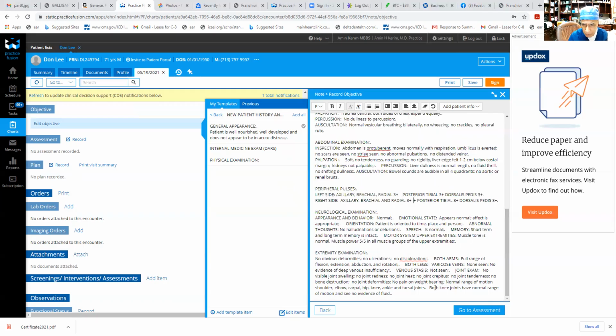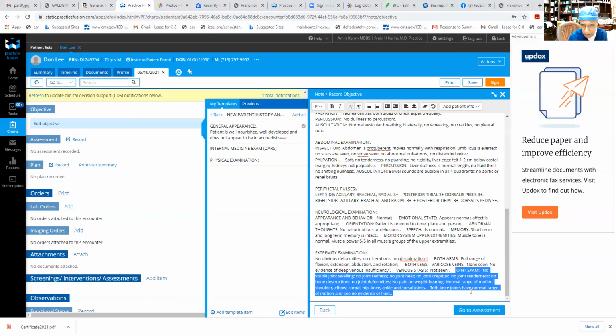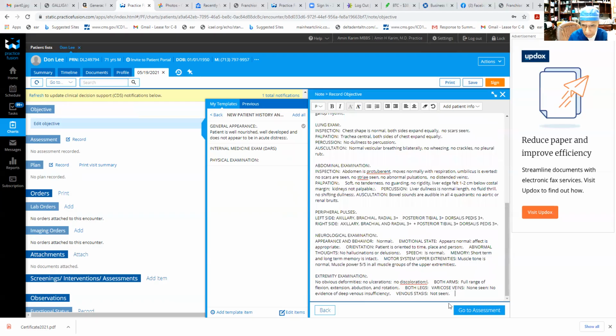Extremity exam, of course, a joint exam we usually don't do, so don't commit yourself to a normal joint exam, because the patient may have a knee replacement and they will catch you and say, well, you never even looked at the knee. He doesn't have his own knee or hip joint. So take this out. Venous stasis, you can also add pedal edema here and write down 1 plus or 2 plus pedal edema. So that completes your exam.